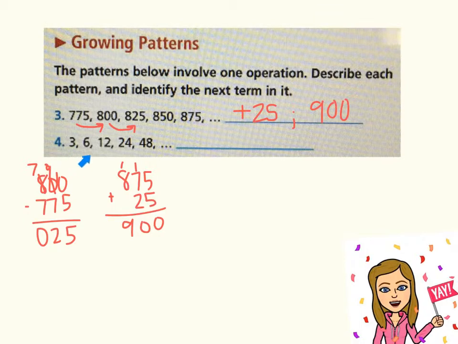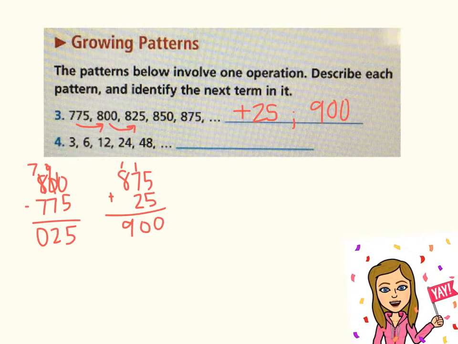Let's take a look at the next one. We have 3, 6, 12, 24, then 48. Now we can check again the addition, just like I did in the last problem, because it was adding 25. So for this term, 3 to become 6, you would add 3. But does that work for 6 to become 12? No, because 6 plus 3 is 9. Okay, so it's not addition.